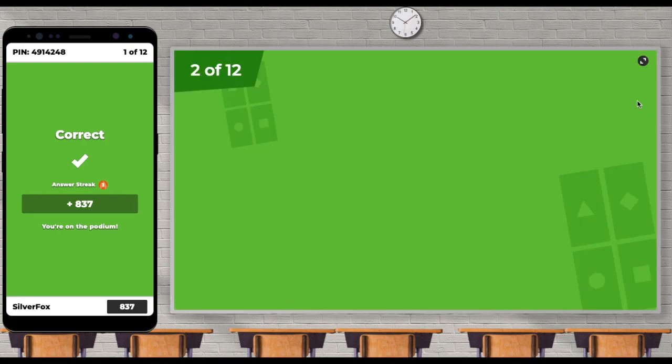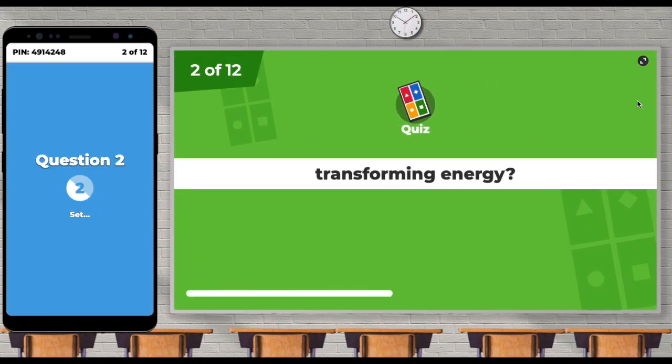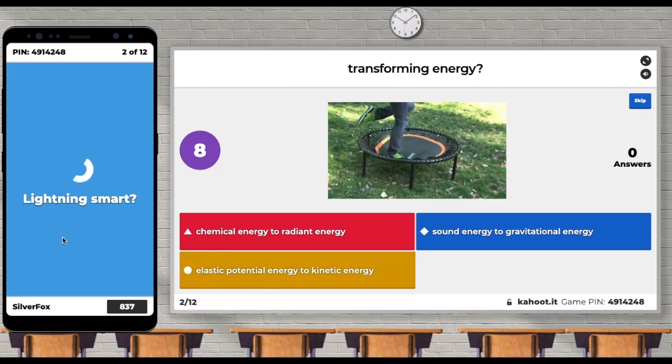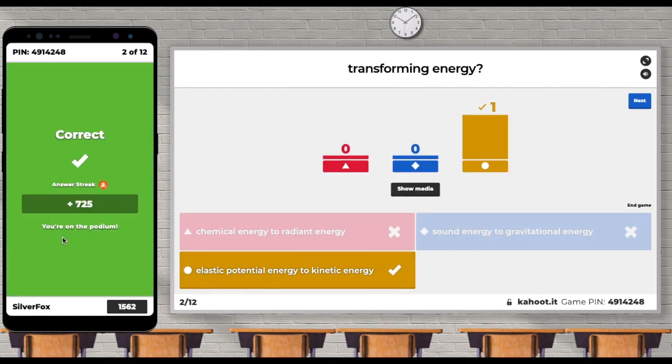Look, I'm winning. All right, question number 2. How is this image transforming energy? We have a trampoline. Is it chemical energy to radiant, sound to gravitational, or elastic potential energy to kinetic energy? It is elastic potential energy to kinetic energy. As the trampoline is stretched downwards, it's elastic, it has the potential to throw the person back up in the air, which causes motion, or kinetic energy.